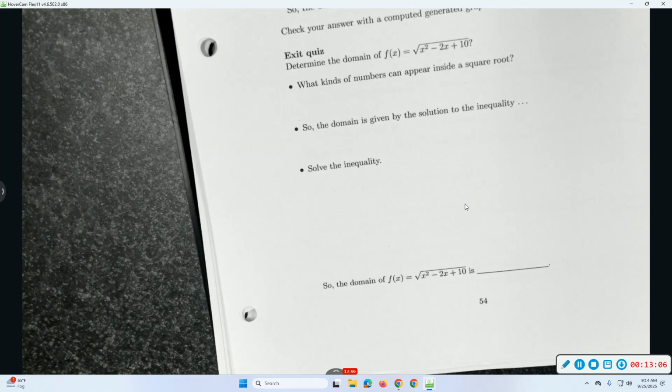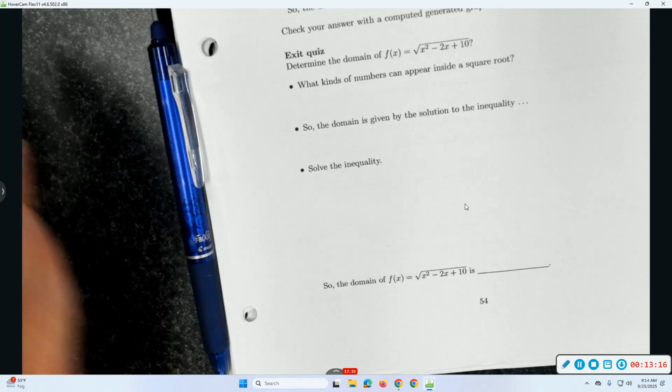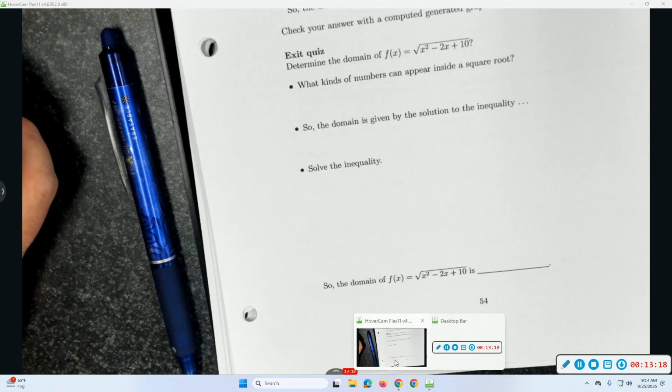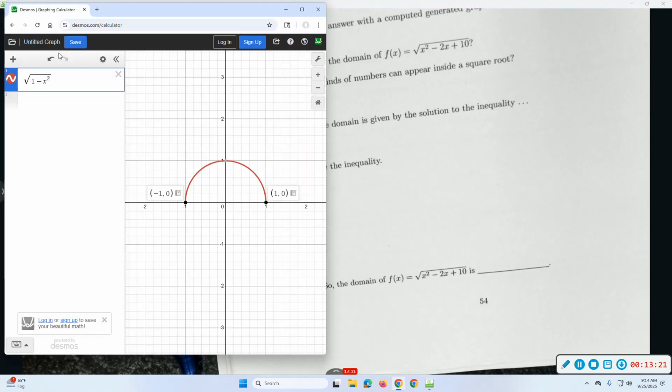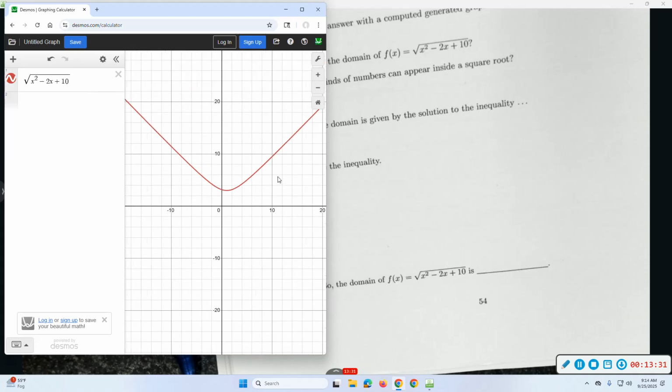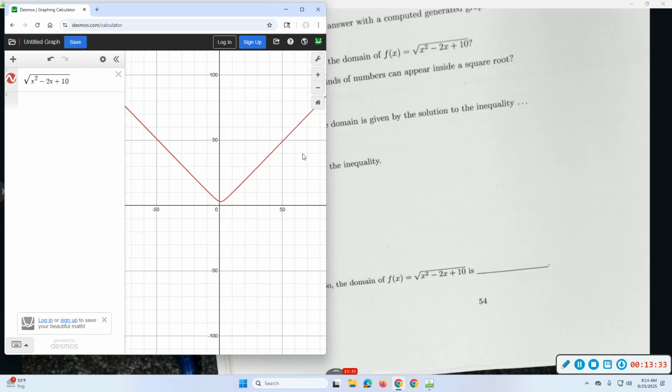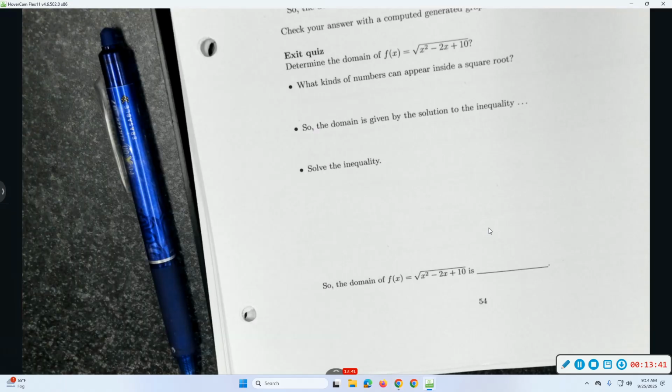Cool, let's hear it. What's the domain? All real numbers. I hear an all real numbers. Do I hear a second? Cool. We'll talk through it in a minute because that's an interesting answer. But for now, let's use a computer generated graph to double check. Alright. Yeah, that certainly looks like all x values are represented on that graph.